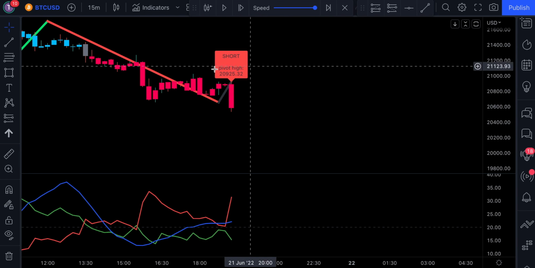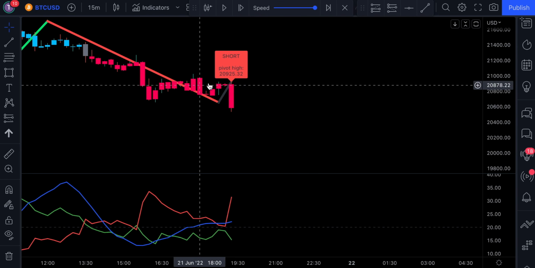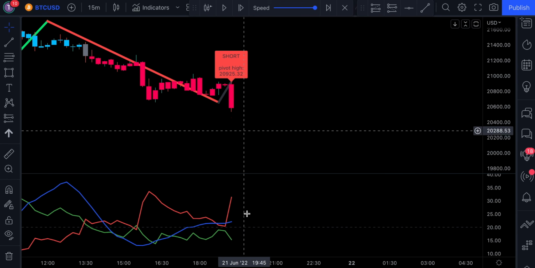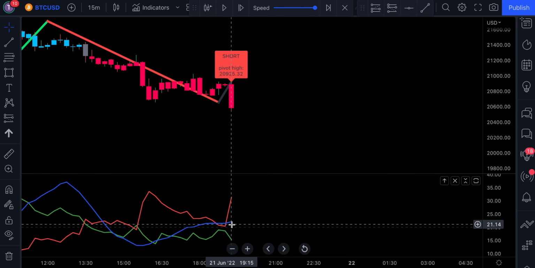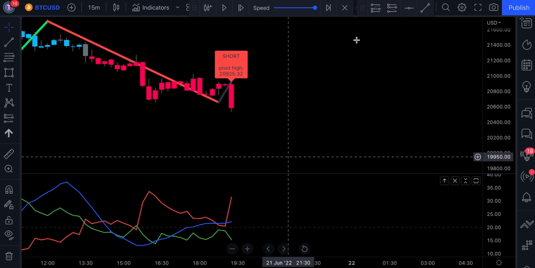So here we see the signal is issued. The overall trend is bearish, which is confirmed by the color of the bars. The ADX is also bearish, and the blue line indicates that the momentum in the market is strong.